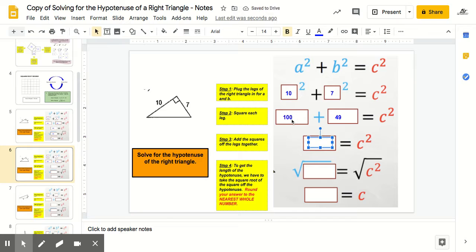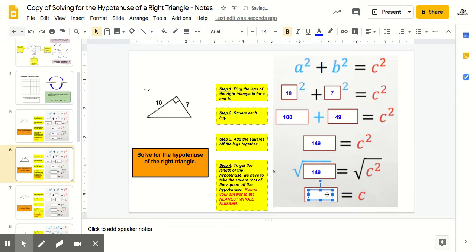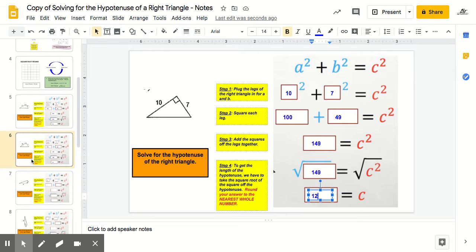Then you have to add 100 plus 1 plus 49, which gives you 149. You are then going to take the square root of both sides of the equation to get that c all by itself. So the square root of 149, again, 149 is not a perfect square, so you're going to get a decimal yet again, rounded to the nearest whole number. When you take the square root of 149, you get about 12.206, so on and so forth. If I wanted to round that to the nearest whole number, we would just get 12. So the length of this hypotenuse would be 12, rounded to the nearest whole number.